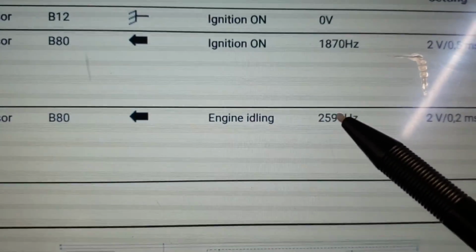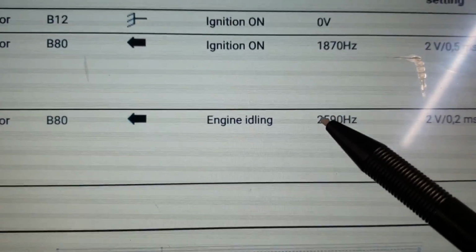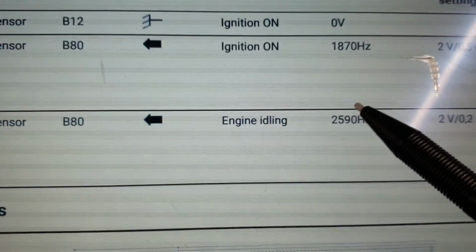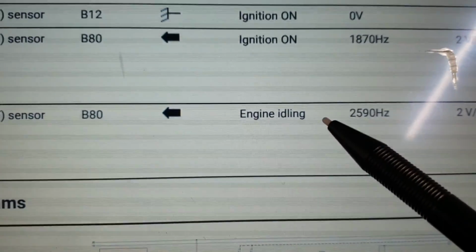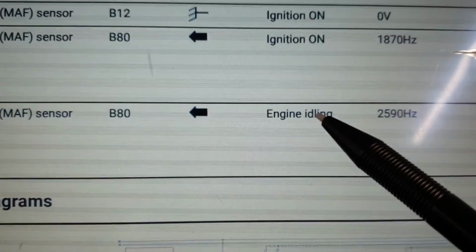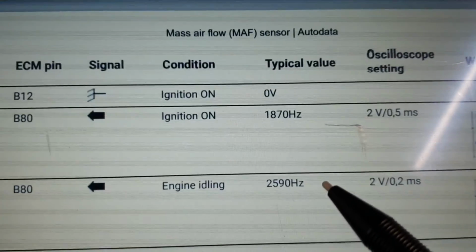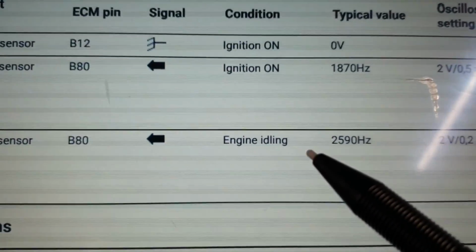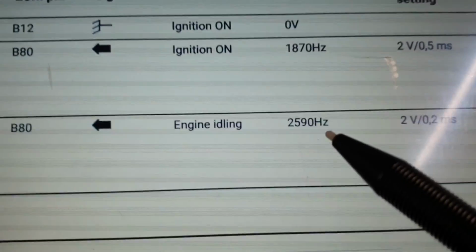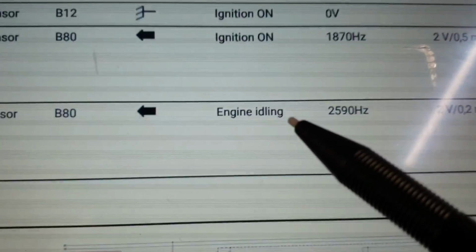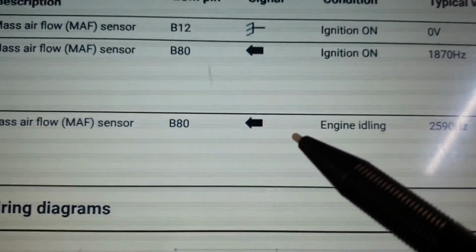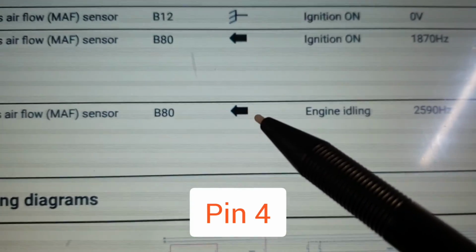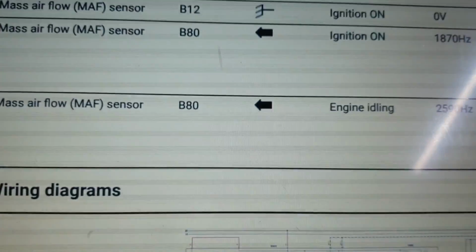So this is the data which we are going to take from pin number 4 at the mass airflow sensor connector. We are going to back-probe through pin number 4. As you can see, with the ignition on, it's going to be 1870 hertz, and with the engine idling, that should be around 2590 hertz of frequency, and this is going to be the input signal to the ECU from the signal wire at the mass airflow sensor.